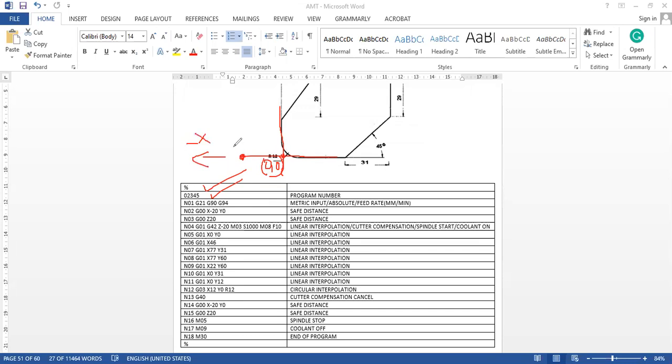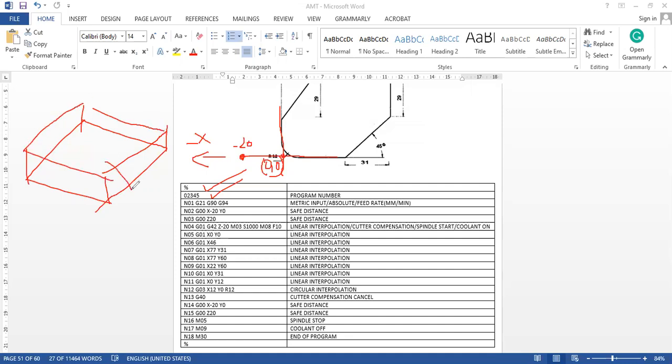This direction is negative X. So minus 20 means safe distance, that means safe distance from the workpiece. G00, X minus 20. Then G00, Z20. Z20 means again safe distance. Okay, so this is my workpiece, and this top surface is Z0.